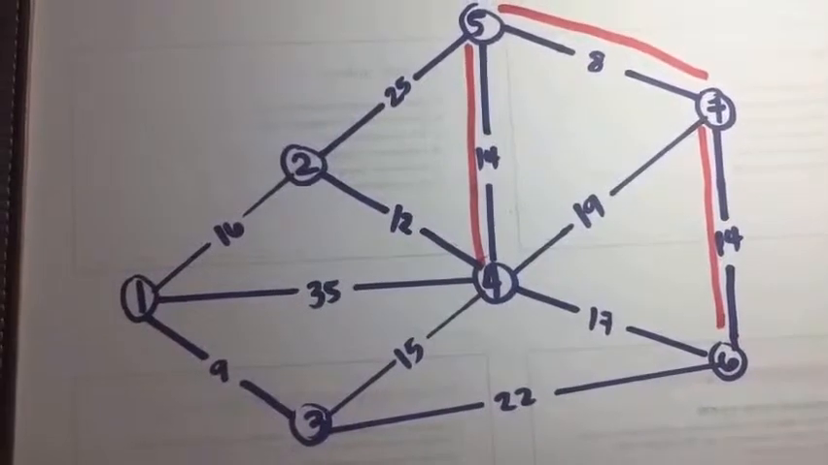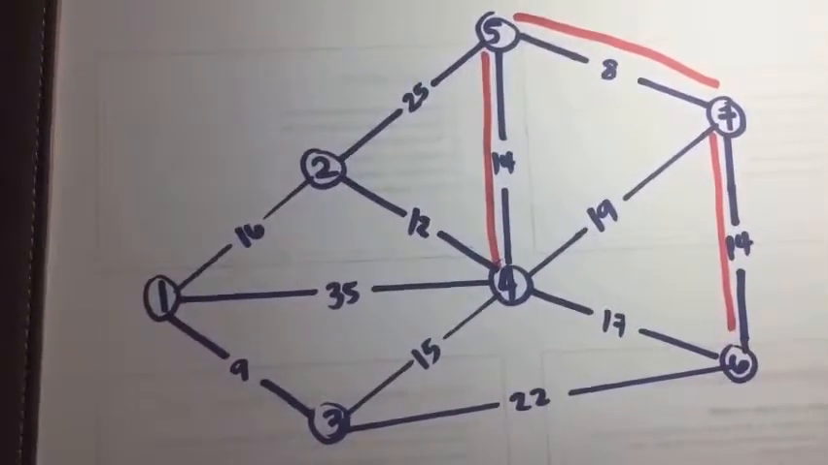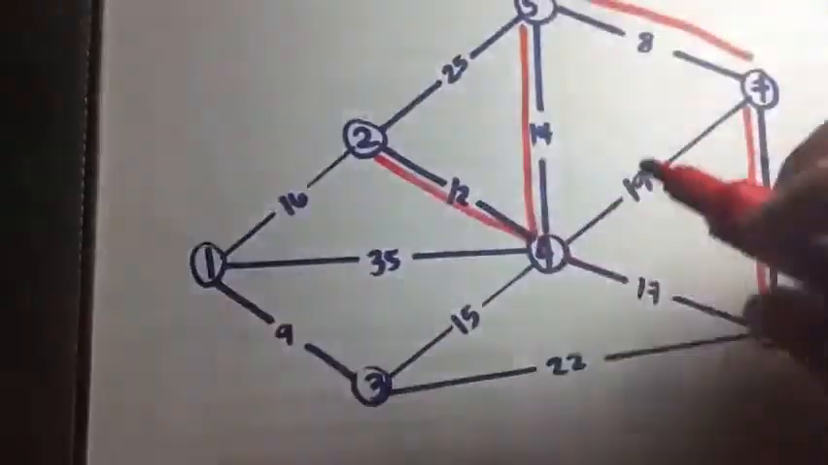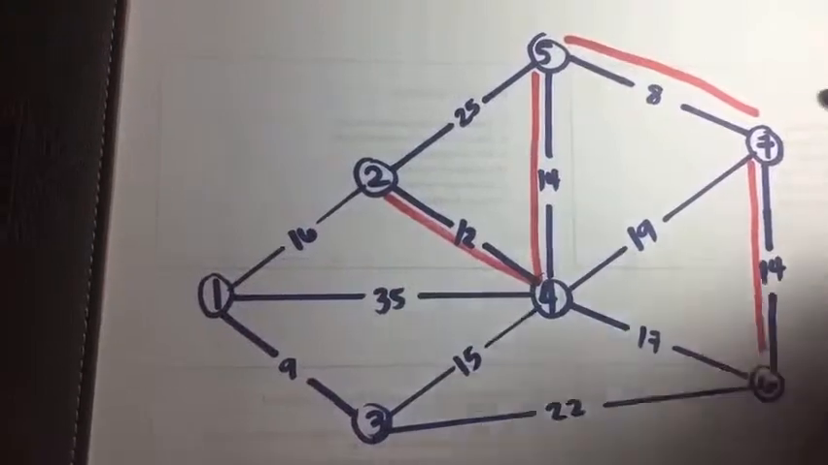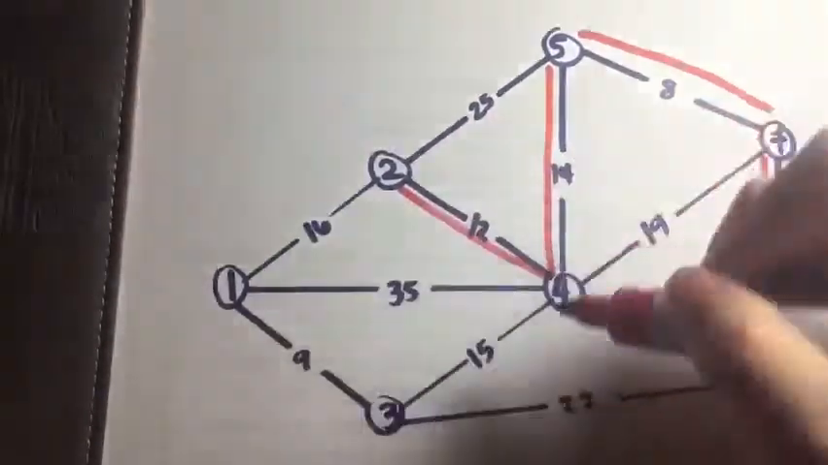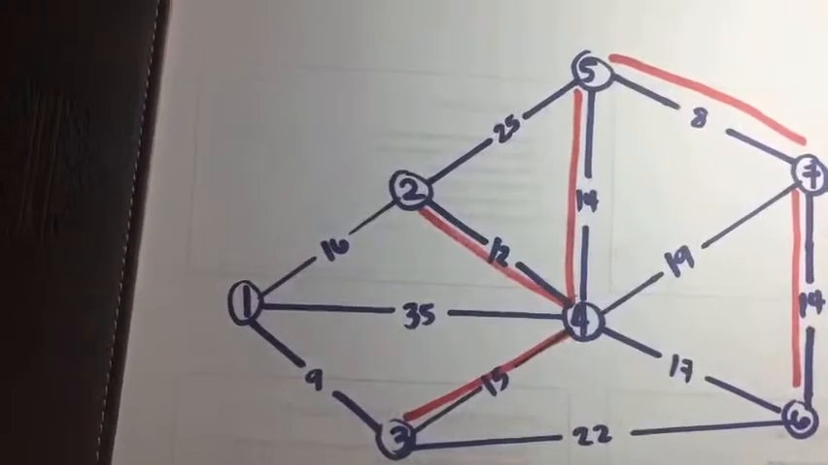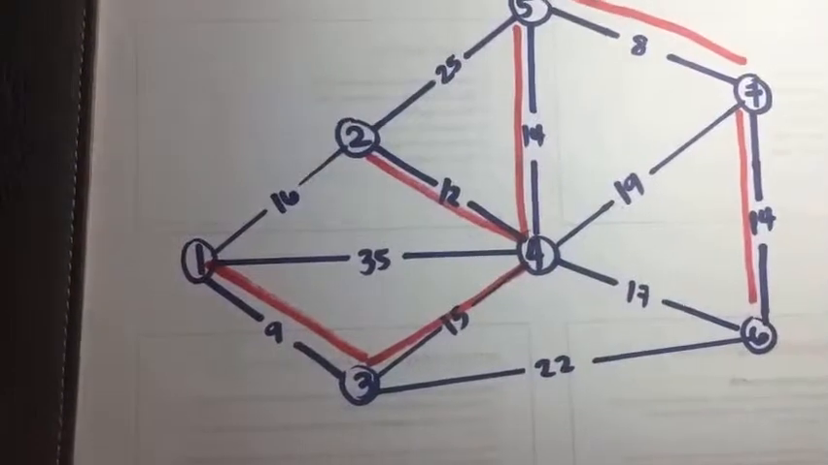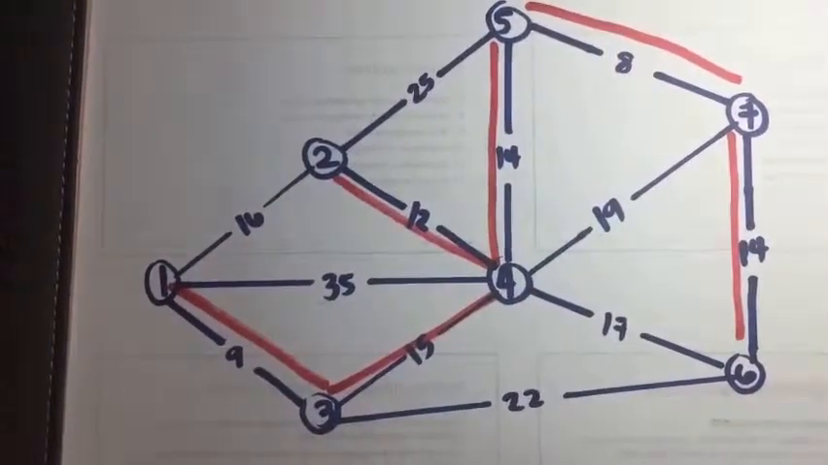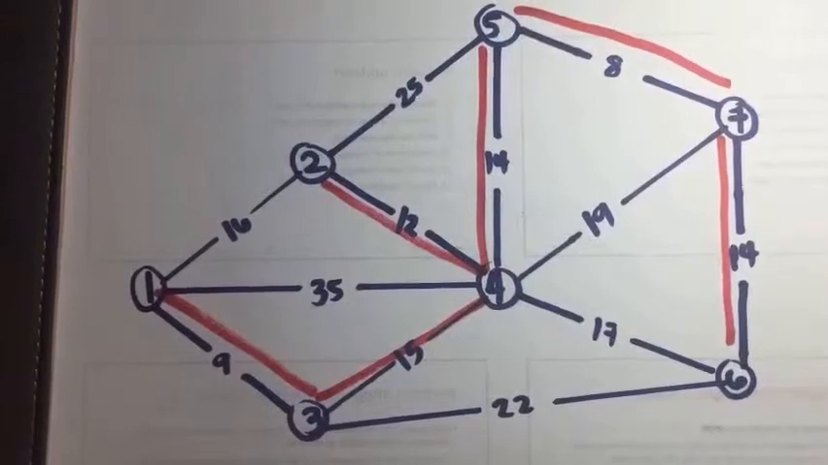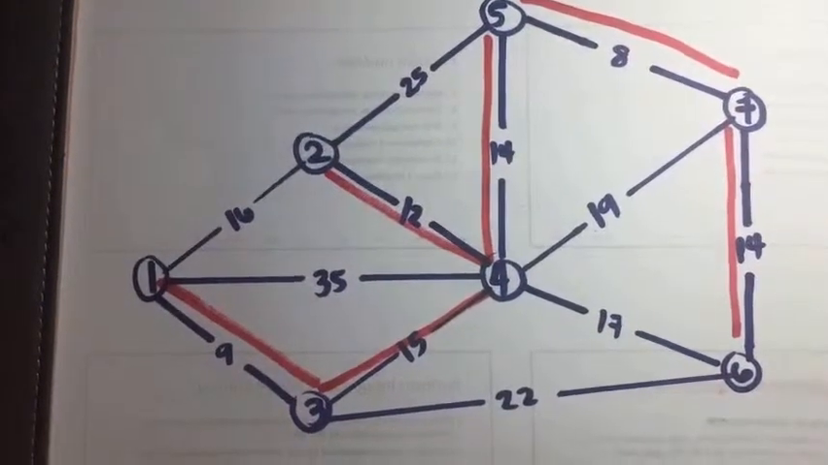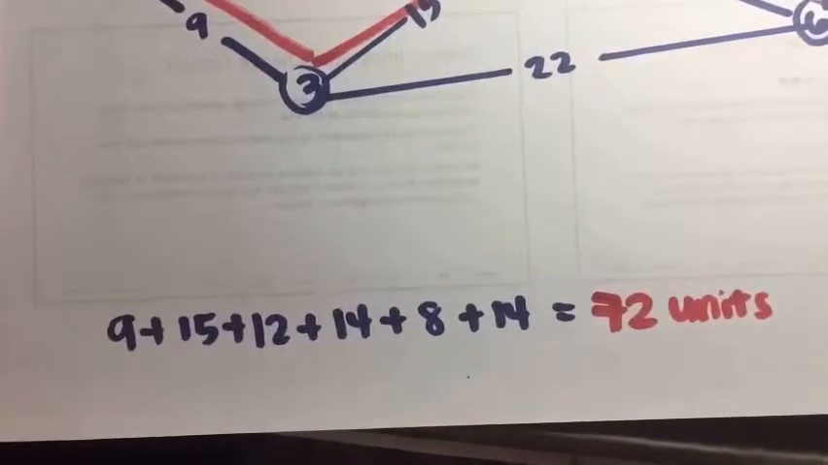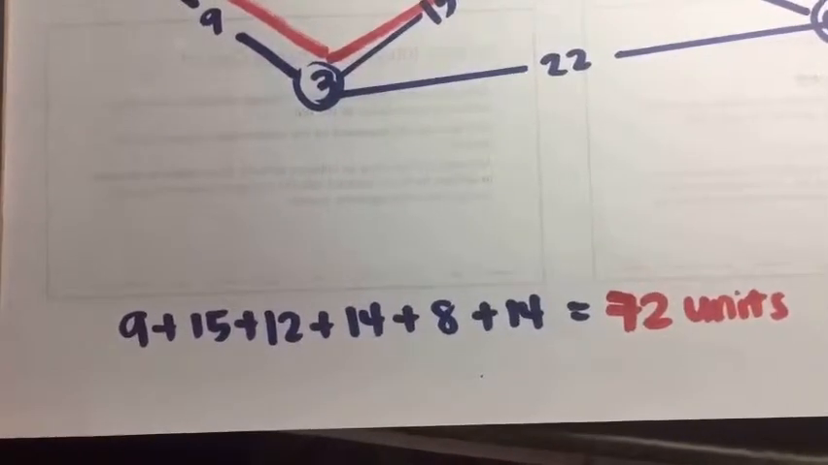Now we will just repeat the previous steps until all nodes are connected. So we connect node 2 to 4, then connect node 3 to 4, and we can also connect node 1 to 3. Now all nodes are connected, therefore you have arrived at the optimal solution. Summing all distances will give you 72 units as the shortest distance that connects all nodes in the network.